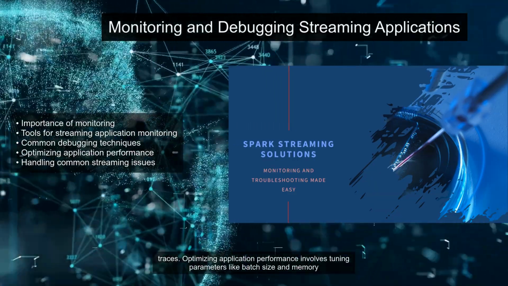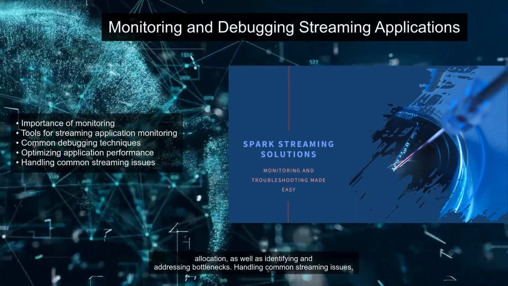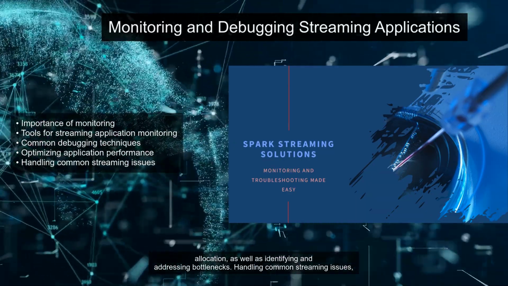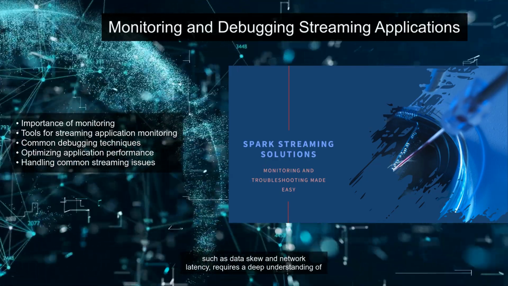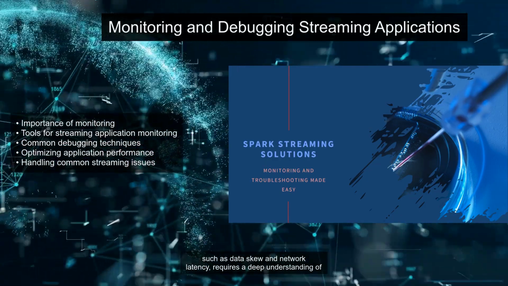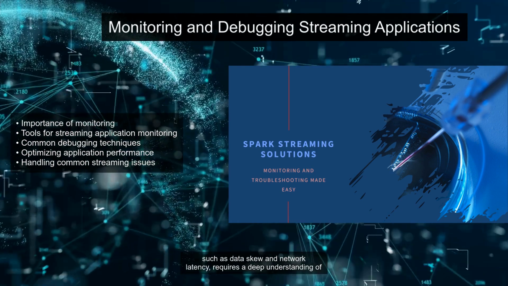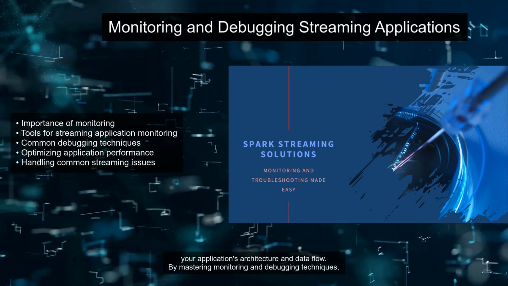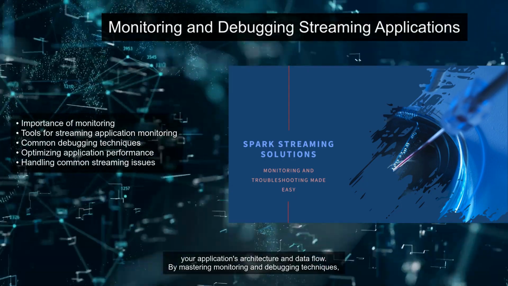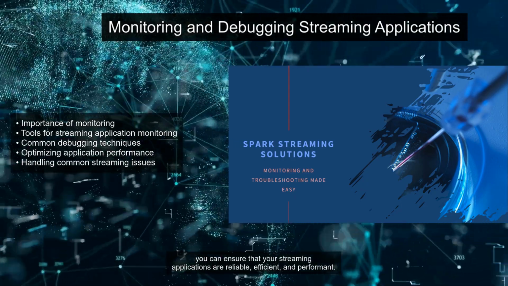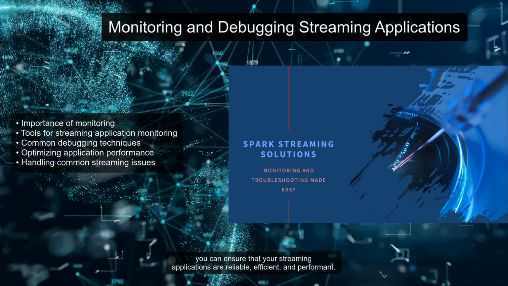Optimizing application performance involves tuning parameters like batch size and memory allocation, as well as identifying and addressing bottlenecks. Handling common streaming issues, such as data skew and network latency, requires a deep understanding of your application's architecture and data flow. By mastering monitoring and debugging techniques, you can ensure that your streaming applications are reliable, efficient, and performant.